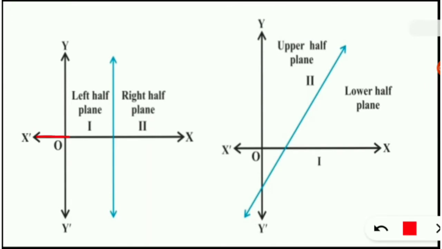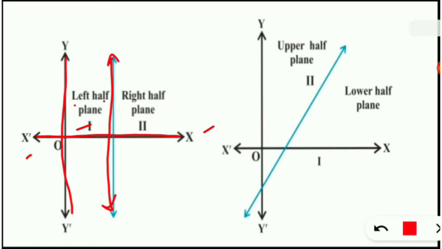Now see, this is the x-axis, so x, and this is x dash, and the y-axis, that is y and y dash. Here we take this line. That is, this is the left half plane and this is the right half plane of this line.